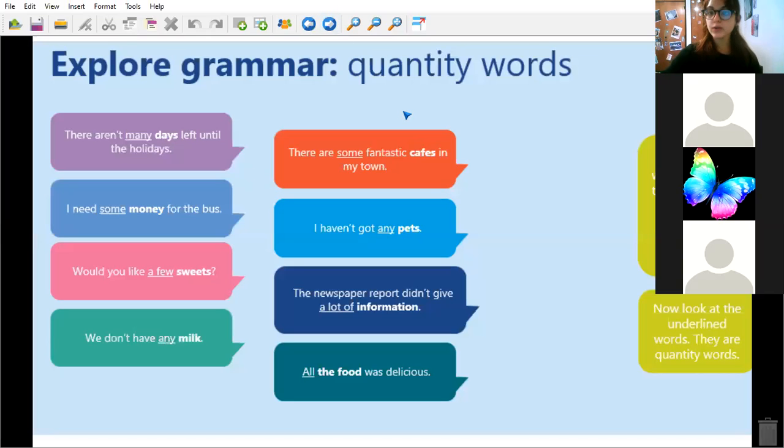Now, we're going to get into the topic of today. Grammar, quantity words, quantifiers. So, who can read these sentences?